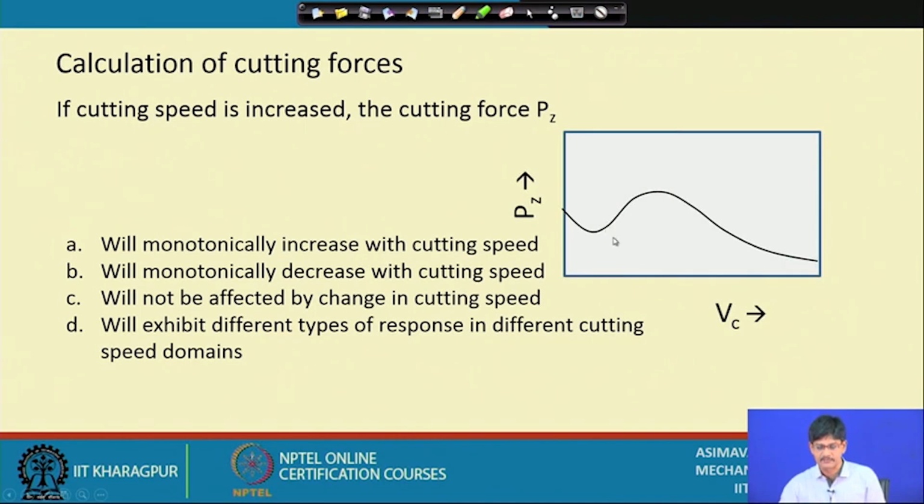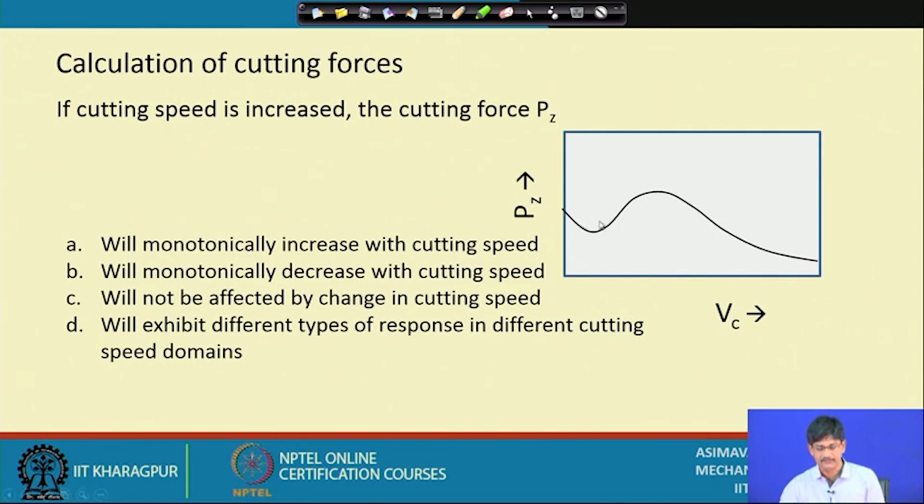This is the typical response of Pz with respect to Vc, cutting speed and the main cutting force. When the velocity is very less, as the speed increases, we find a higher value at static friction, and as gradually the speed increases, the cutting force goes down, because of the change of static friction to dynamic friction.